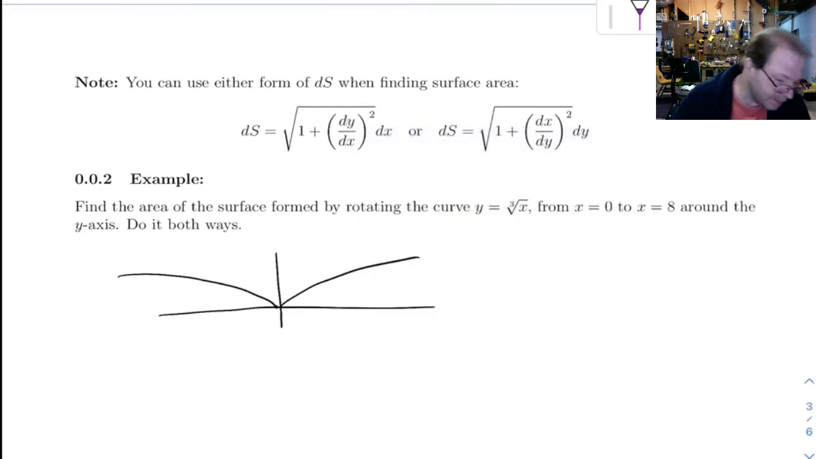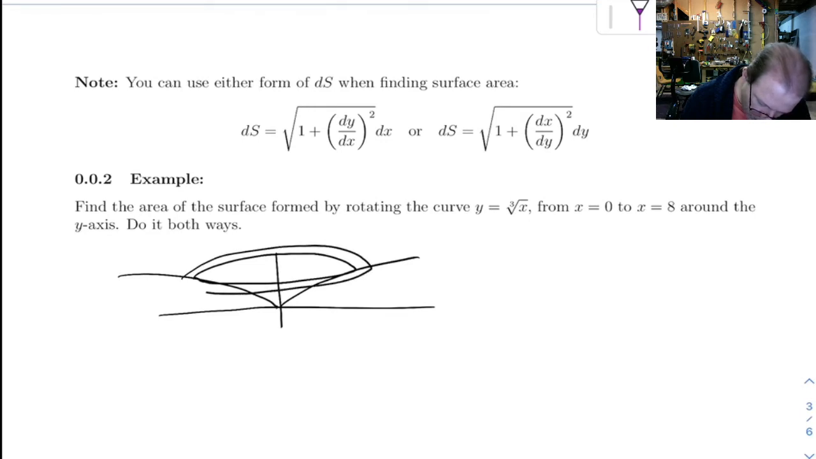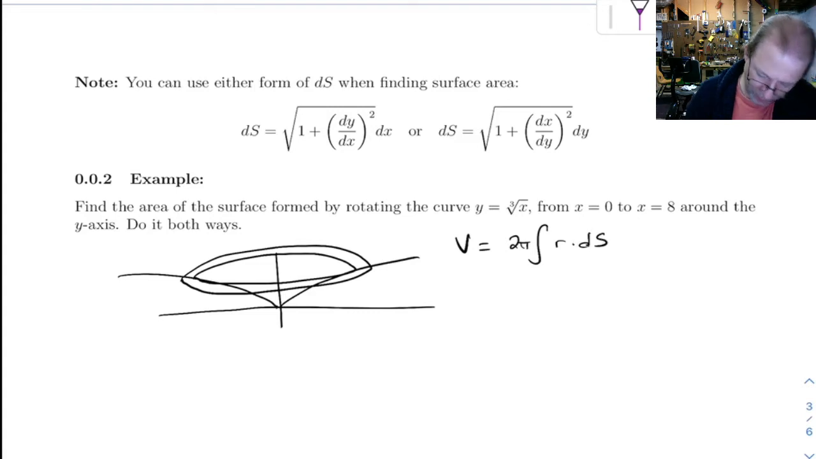So let's draw. My drawing here won't be as good as the computer's, but I'm going to just draw a band on this. That's a pretty terrible drawing. But we need to work out ds, and we know that the surface area is going to be 2 pi integral of radius times ds. First up, let's do it with respect to x.